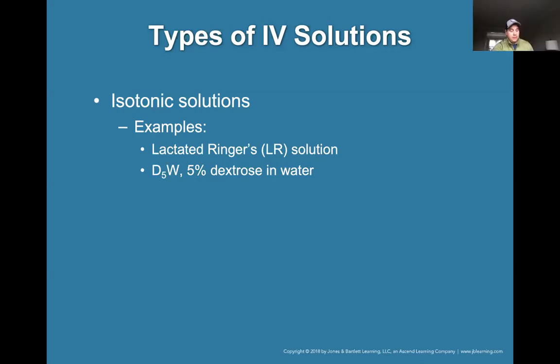Hey, Adam, on the next page, it explains that. It says D5, dextrose in water, is a unique type of isotonic solution. As long as it remains in the bag, it's isotonic. Once administered, however, the dextrose is quickly metabolized and the solution becomes hypotonic.